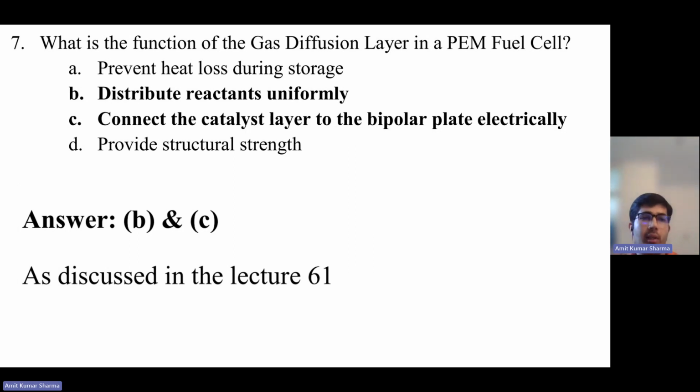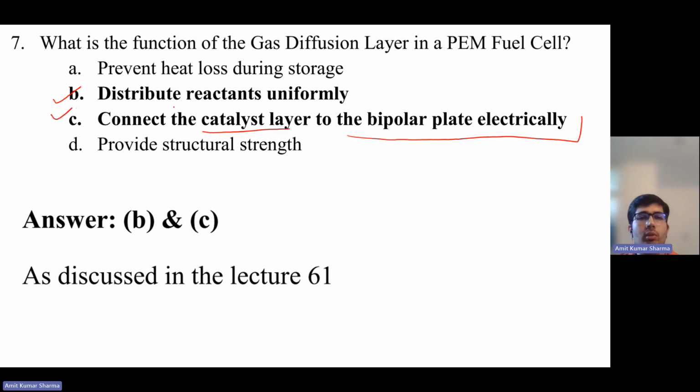So basically, the gas diffusion layer distributes reactants uniformly. We want to distribute the reactants uniformly so that they can have proper electrochemical reactions. Okay. So that's why we apply this layer. And it also connects the catalyst layer to the bipolar plate electrically, to make a connection between the catalyst layer and the bipolar plate. So options B and C are correct.